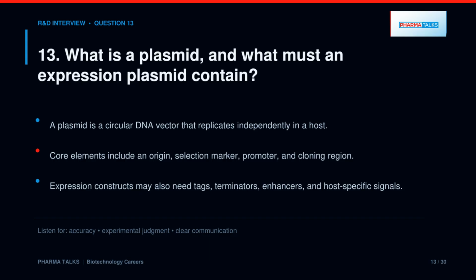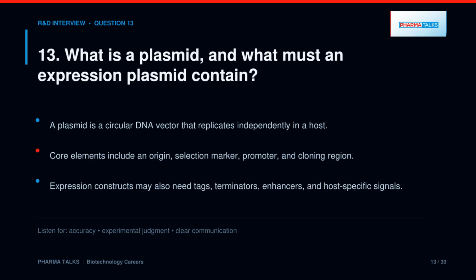contain? A plasmid is a circular DNA vector that can replicate independently inside a host. An expression plasmid needs an origin of replication, a selectable marker, a promoter, and the inserted coding sequence. Depending on the host and application, it may also require a ribosome binding or Kozak sequence, terminator, tag, enhancer, or secretion signal. Question 14. How would you confirm successful gene cloning?